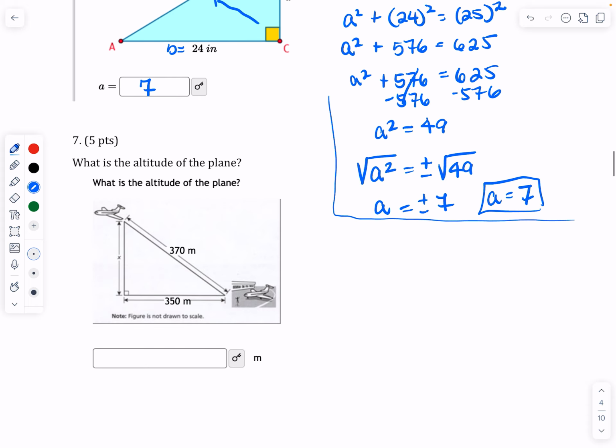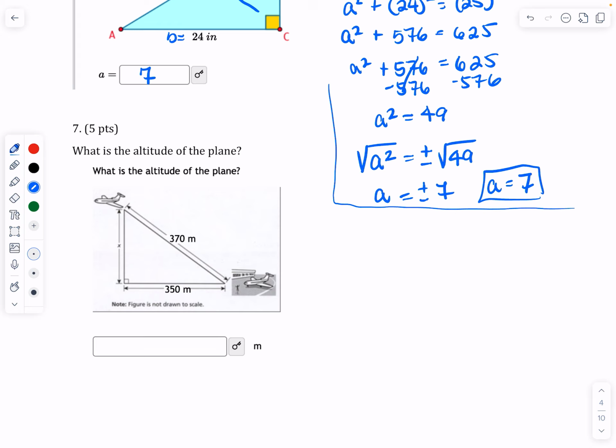Let's go ahead and do 7. What is the altitude of the plane? Again, we have a right triangle. So the legs are the sides that compose that right angle. I'm going to call this A. I'm going to call the 350 B. And the side across from the right angle is always C. So I get A squared plus B squared equals C squared. Again, I'm using Pythagorean theorem.